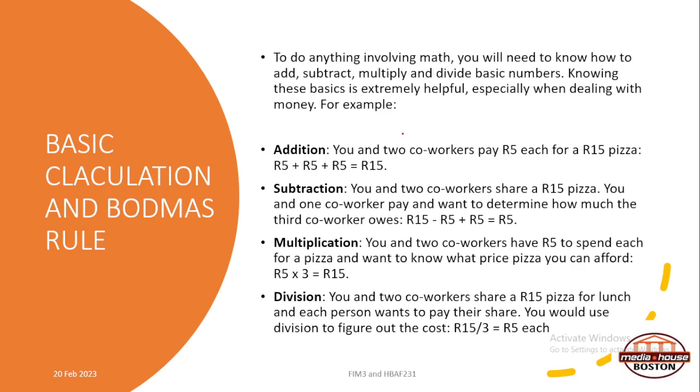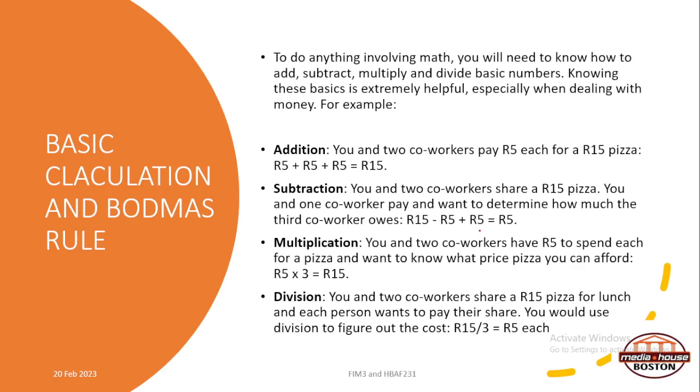Another example, in terms of subtraction: you and your two co-workers want to share a pizza that is 15 rand. You and one of your co-workers pay, and you want to determine how much the third co-worker owes you. One of the co-workers pays you 5 rand, so how much is left for that co-worker to still pay you? It will be 15 rand minus the 5 rand your co-worker pays you. Therefore you'll be left with 10 rand, and then you subtract the other one that you contributed yourself. Therefore you'll be left with 5 rand.